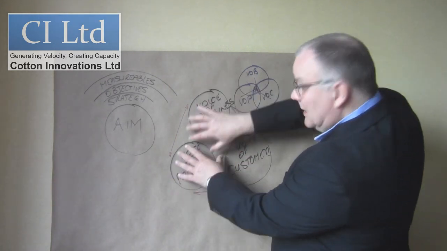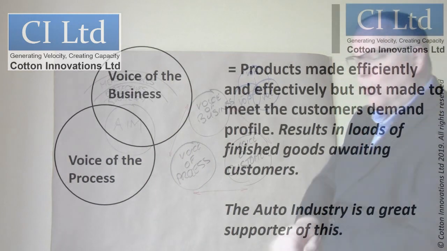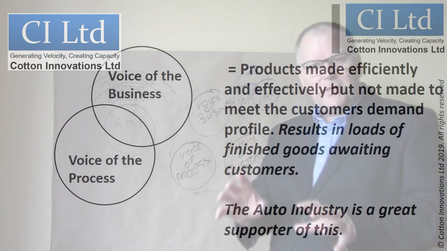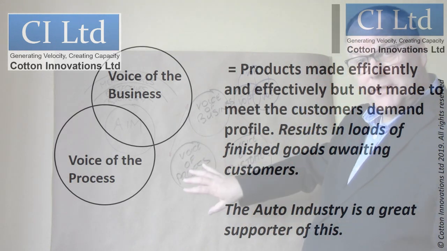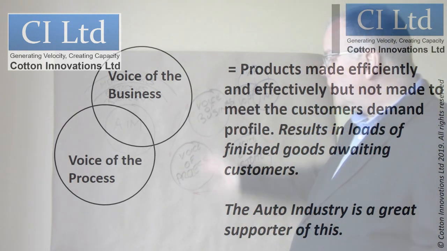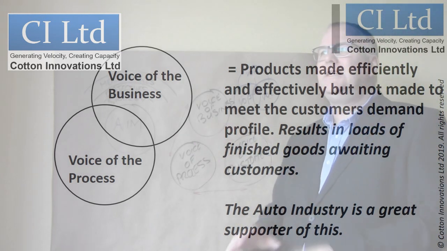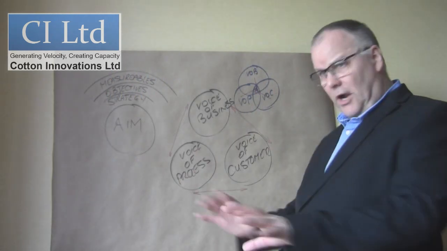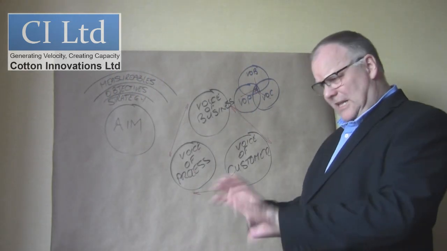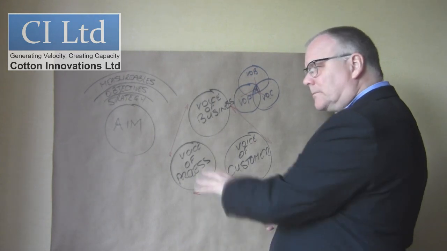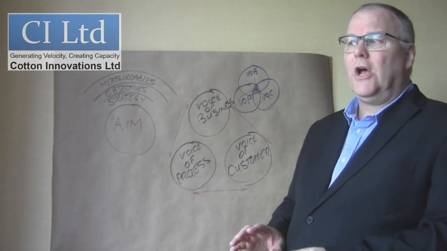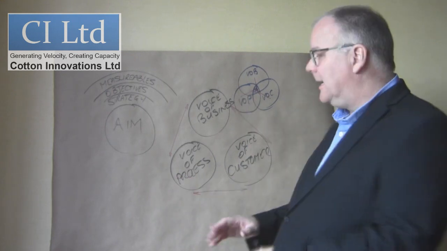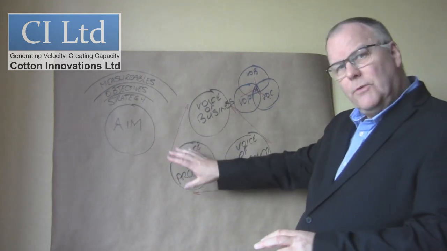If I link just these 2 voices together here, what I'm going to find is I have a business which is focused on efficiency and effectiveness in making product. That I have no customer for. This is classic within the car industry. You can see there are cars that are sitting on yards waiting for customers to come and buy those products. We see some car manufacturers have end of year sales to clear the parking lot so they can put new cars in there. They have very efficient ways of making things.